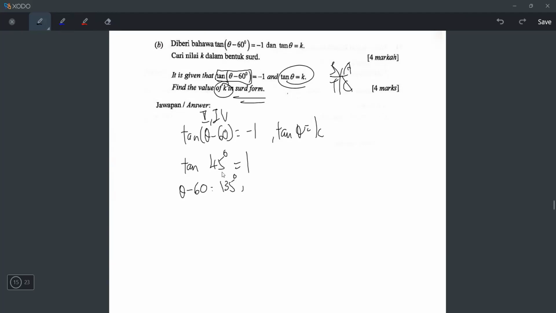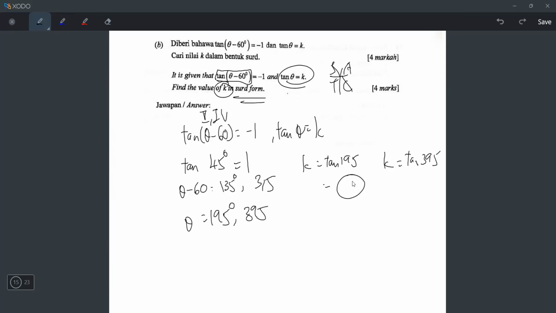and then 360 minus 45. What is 360 minus 45? 315. And then theta equals to 135 plus 60, which is 195. And then this one is 315 plus 60, 375. And then k equals to tangent 195. k equals to tangent 375. And then if you press calculator, you get a value. Right? But I don't like this method because if you use this method, you can't get your answer in surd form.